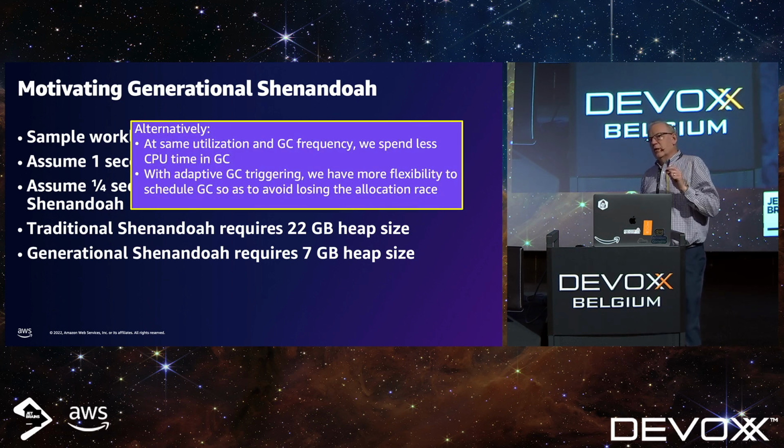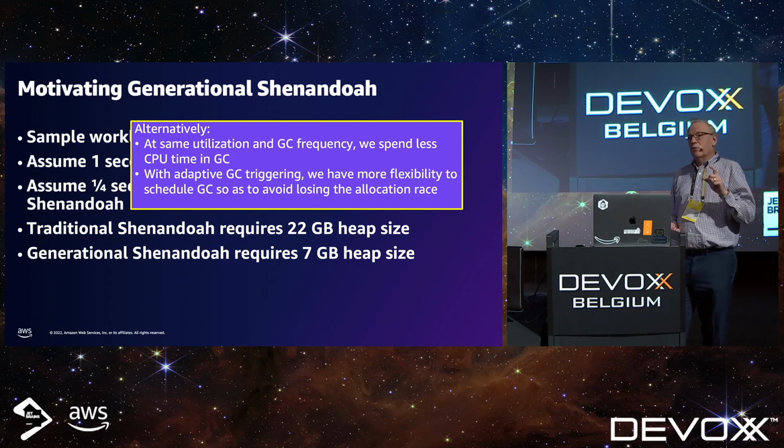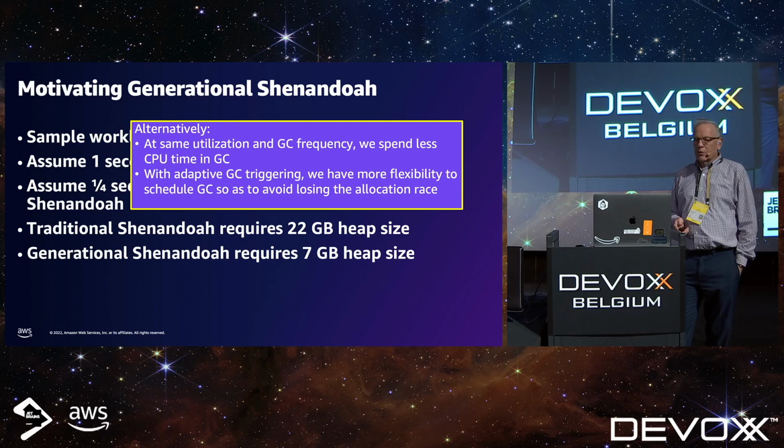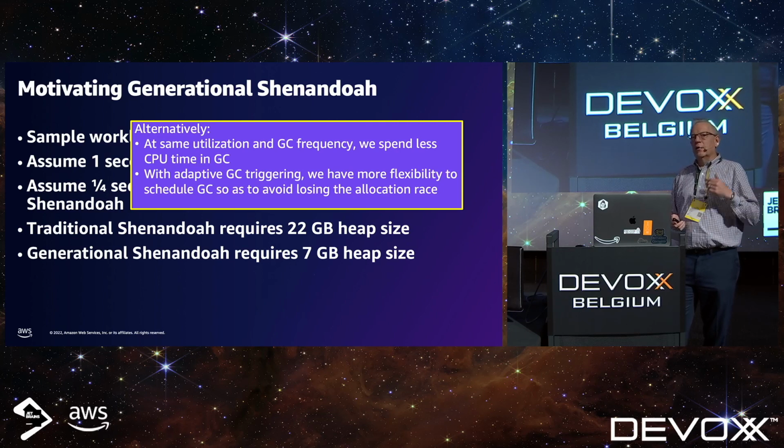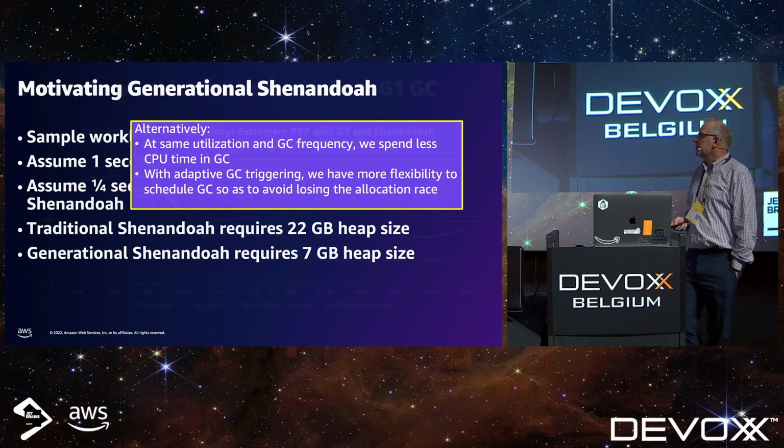Sometimes we'll use this improved algorithm to shrink our heap size, but we can also use it to simply reduce the CPU effort of garbage collection, or perhaps to give us more flexibility in terms of when we trigger the start of garbage collection. It's much more forgiving if we're operating a little bit further away from the edge of the cliff.